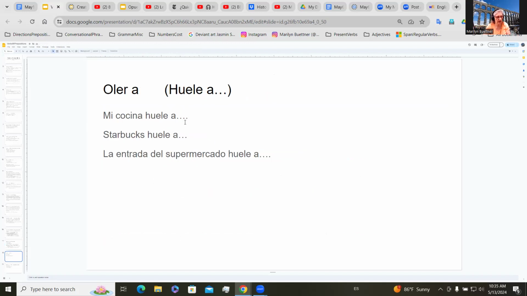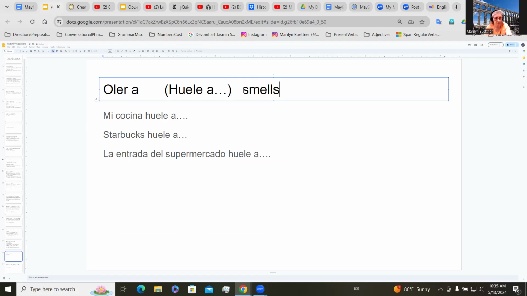Here's another one which is kind of useful, but it has limited use. When you want to say something smells like. We have to combine a form of the verb oler, and we're going to talk about that in a second, with a. In English, you'll say it smells like, but we don't have the word like in Spanish to say that idea. We just use a. There's the preposition we need.